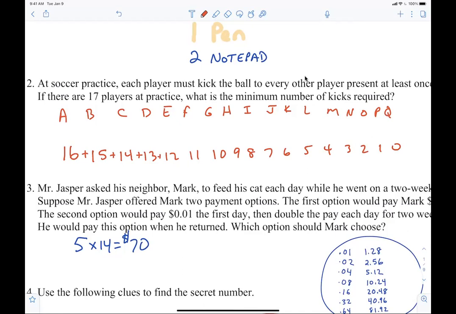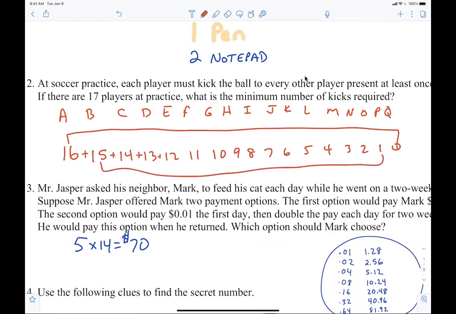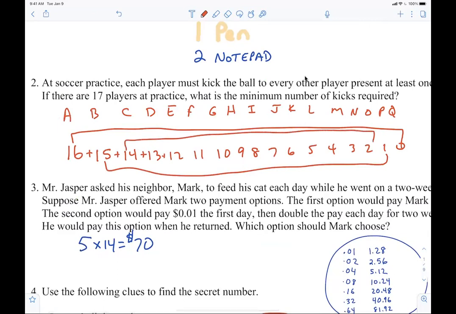Does anybody know how to add those up? Tell me. You can just do the first few. Nope. Even better. Tell me. You add all the ones and all the tens. Nope. Even better. Watch this. What's 16 plus 0? 16. What's 15 plus 1? What's 14 plus 2? Wow. So what are they all adding up to?